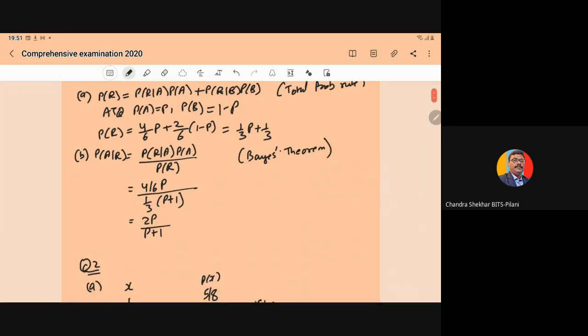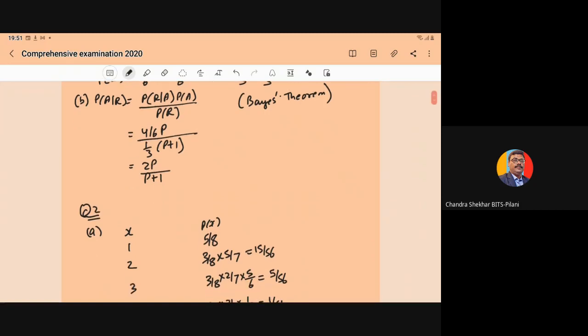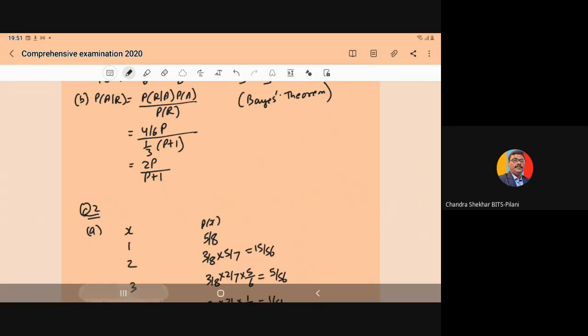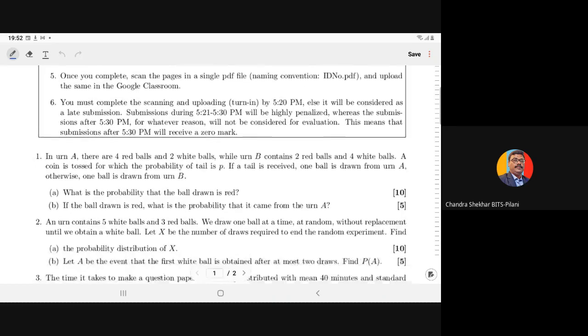From the given information, P of R given A will be 4 by 6. P of A is small p, and P of R we have computed above. So it will be 1 by 3 into p plus 1. On solving this you will get 2p upon p plus 1 as the required probability. So that is the first question, based on the total probability and Bayes theorem.